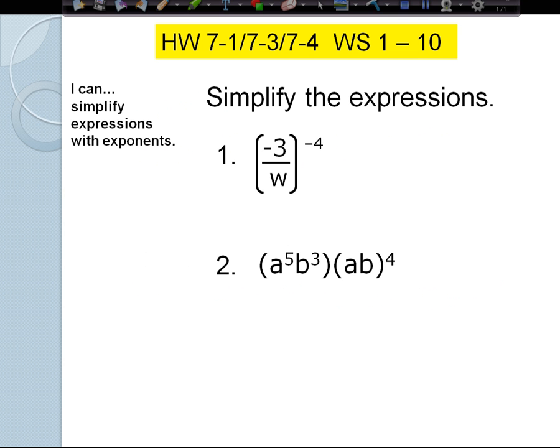Please try these on your own. Try to go ahead and work these out on your own. You have negative 3 over w to the negative 4. And then you have a to the 5th b to the 3rd times ab raised to the 4th. Pause the video, take a minute, and work these out before we show you the answers.